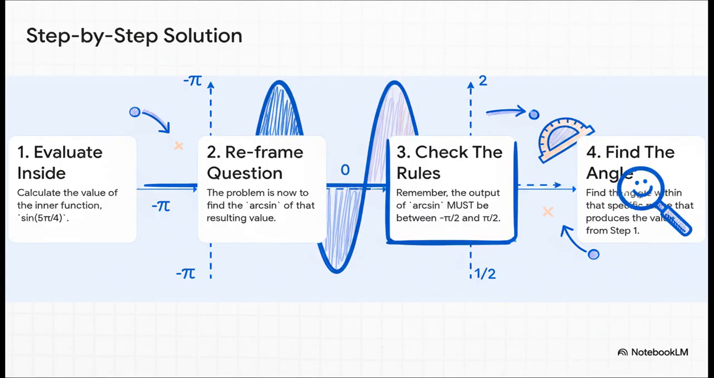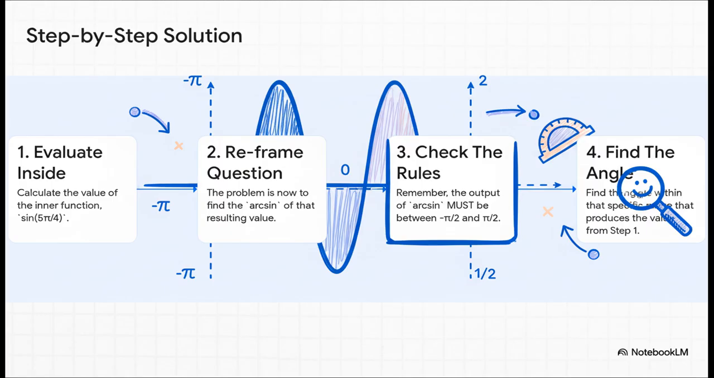Step 1. We evaluate the inside function. The sine of 5 pi over 4 is negative root 2 over 2. Easy enough. Step 2. This reframes our whole question. We're now just looking for the arcsine of that value. Step 3, and this is the big one, we check the rulebook.